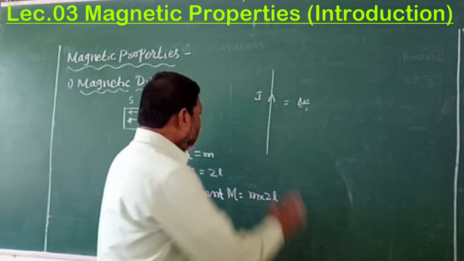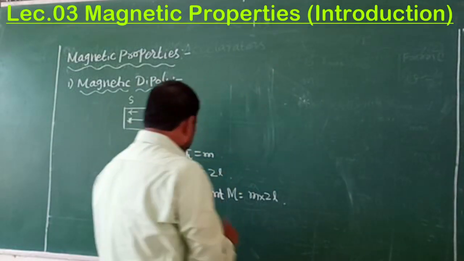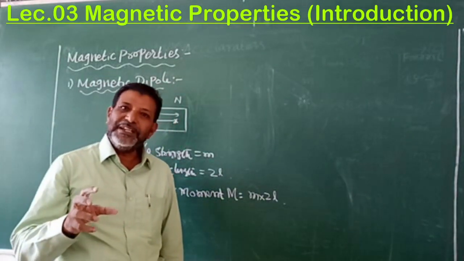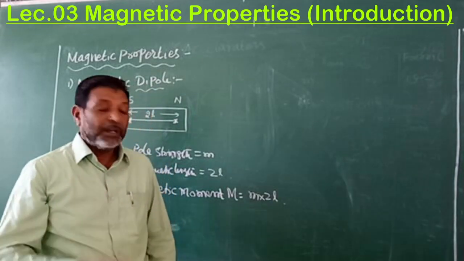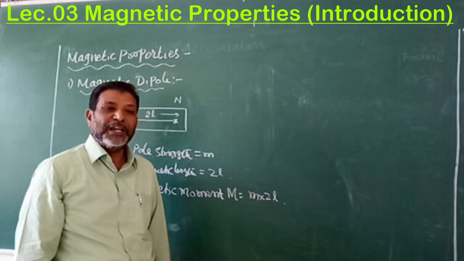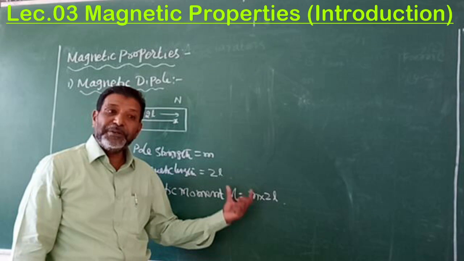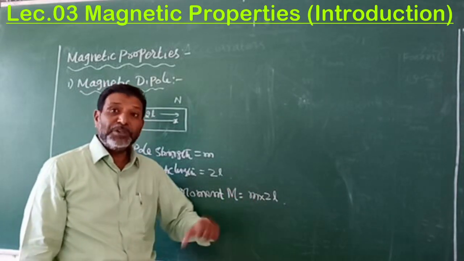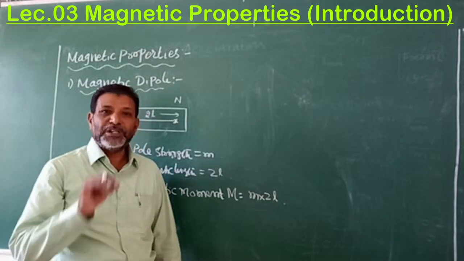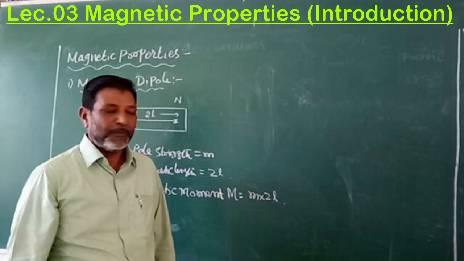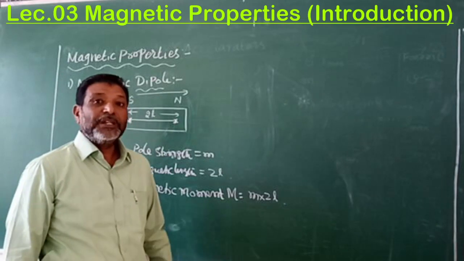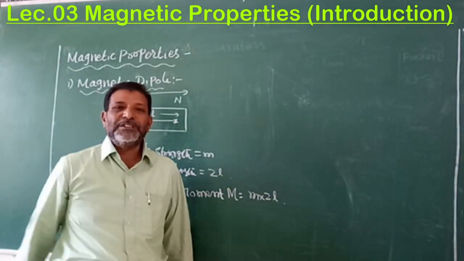Are you following? Now this is one, and next is one more. The magnetic moment is a vector, which means it has magnitude as well as direction. Using m into 2l, you can calculate the magnitude of the magnetic moment. Then what about its direction? The direction of the magnetic moment is from the south pole to the north pole. The magnetic moment of this is in this direction. This is about the magnetic moment.